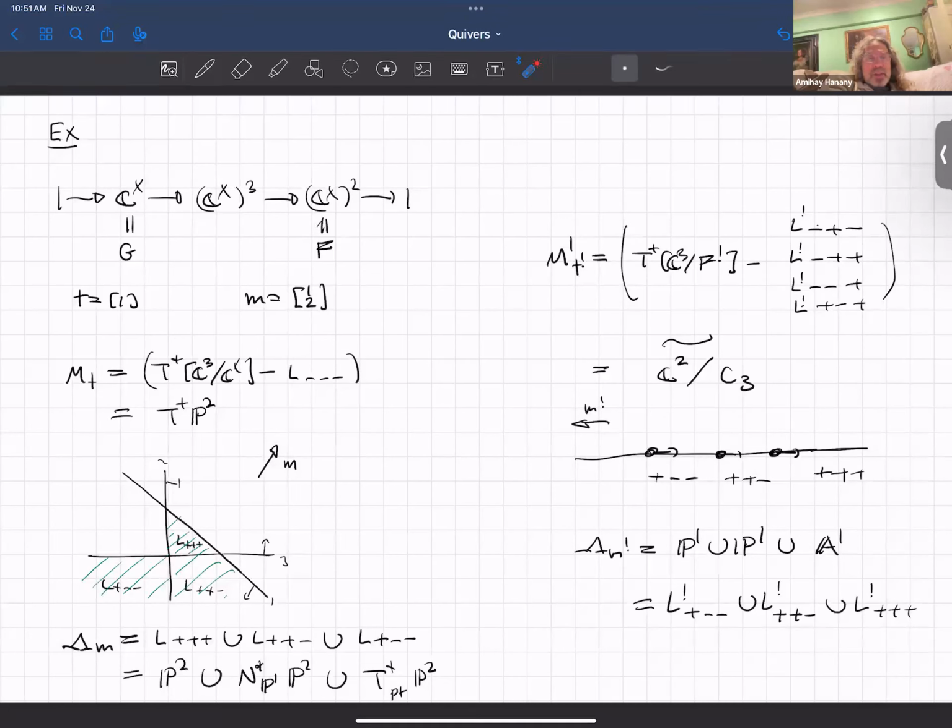Wait, and then on the other side, sorry? T star of P1 or T star of P2? P2, because I have 3 hypers. Yes, okay. Mm-hmm. So it's a P2, and this is the toric picture of P2, right?